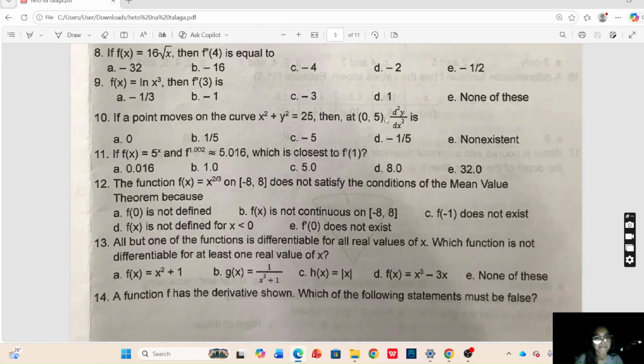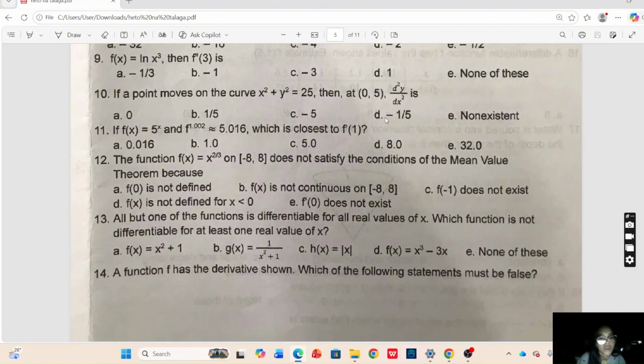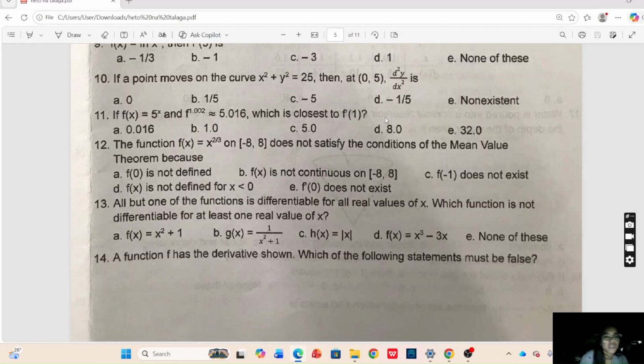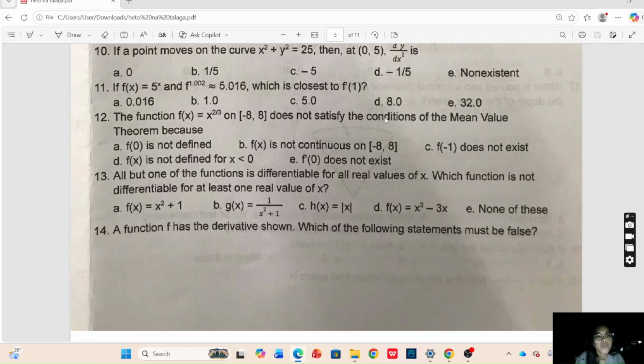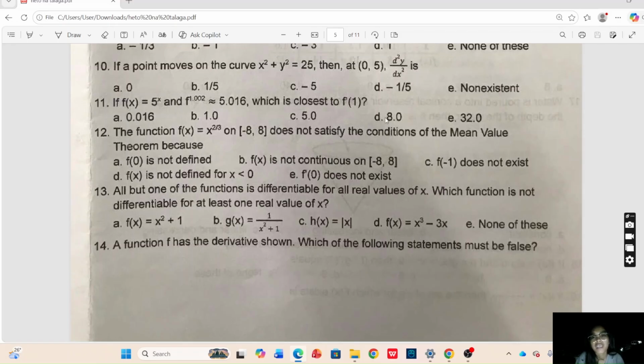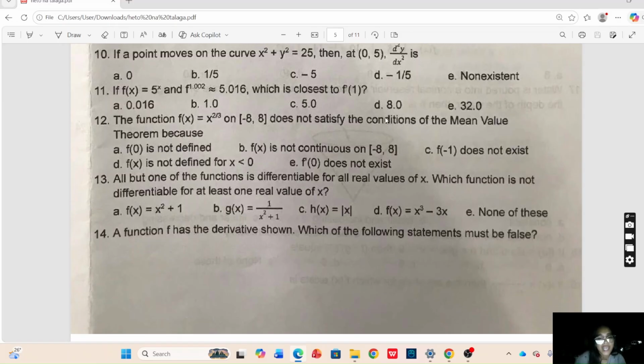So let's have number 10. So if a point moves on the curve x squared plus y squared equals 25, then at (0, 5), d2y over dx2 is, so the correct answer of that is letter B.